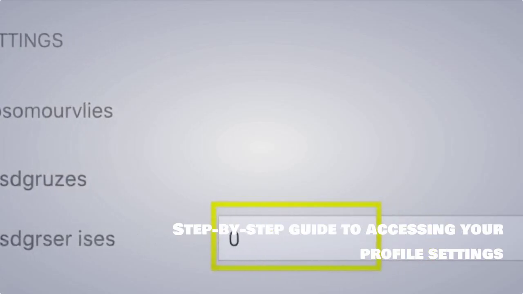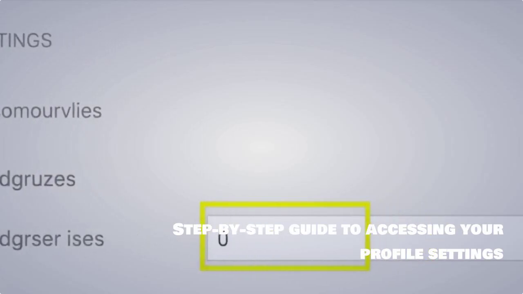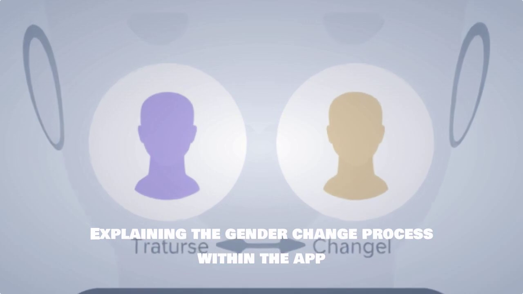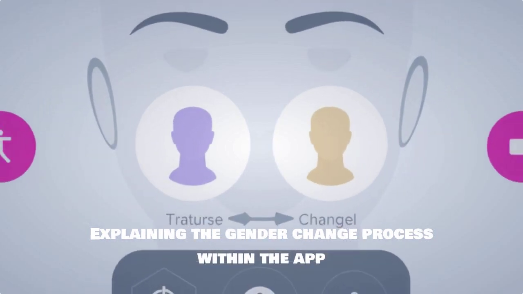First, let's navigate to your profile settings. Open the Polybuzz app and click on your profile icon at the bottom right corner. From there, select Settings to access your profile. In the Settings menu, you'll find the option for Gender Identity. Click on it to begin the process of changing your gender. This section outlines the various identity options available to you.